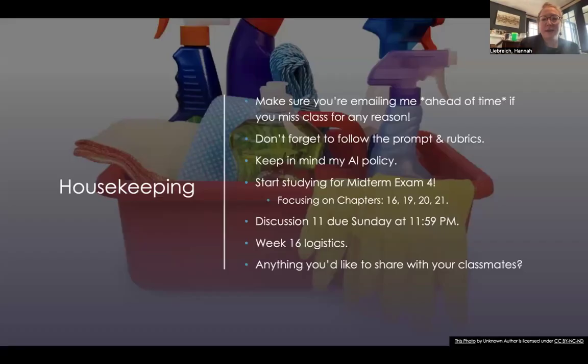In terms of housekeeping, make sure you're emailing me ahead of time if you miss class for any reason. Communication is key. That's true on my end as well. So if you notice, I emailed the class at like 6:37 in the morning as soon as I found out about the official delay, giving you directions on what to do. And so hopefully that's being reciprocated and you're emailing me if you miss class. Don't forget my AI policy. Don't forget to follow all prompts and rubrics for discussion posts. You still have a couple more left before the end of semester.